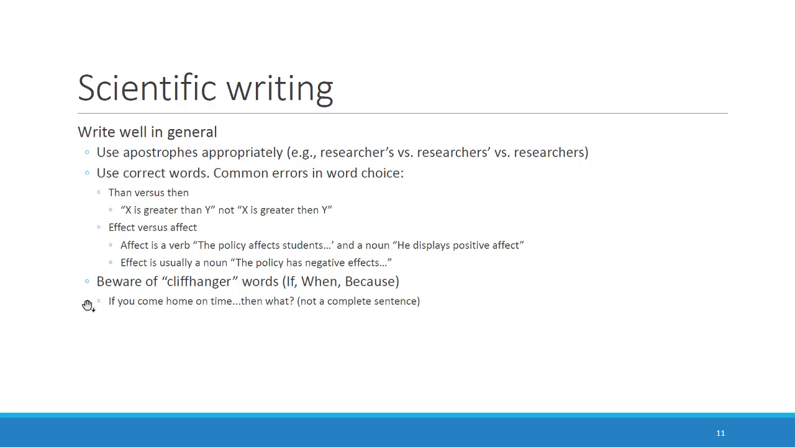You want to be careful to avoid cliffhanger words without using the rest of the sentence. So these cliffhanger words include if, when, and because. Here's an example. If you come home on time, so then what? That's not a complete sentence. You need to make sure that you complete the thought and you explain what will happen if the person comes home on time.